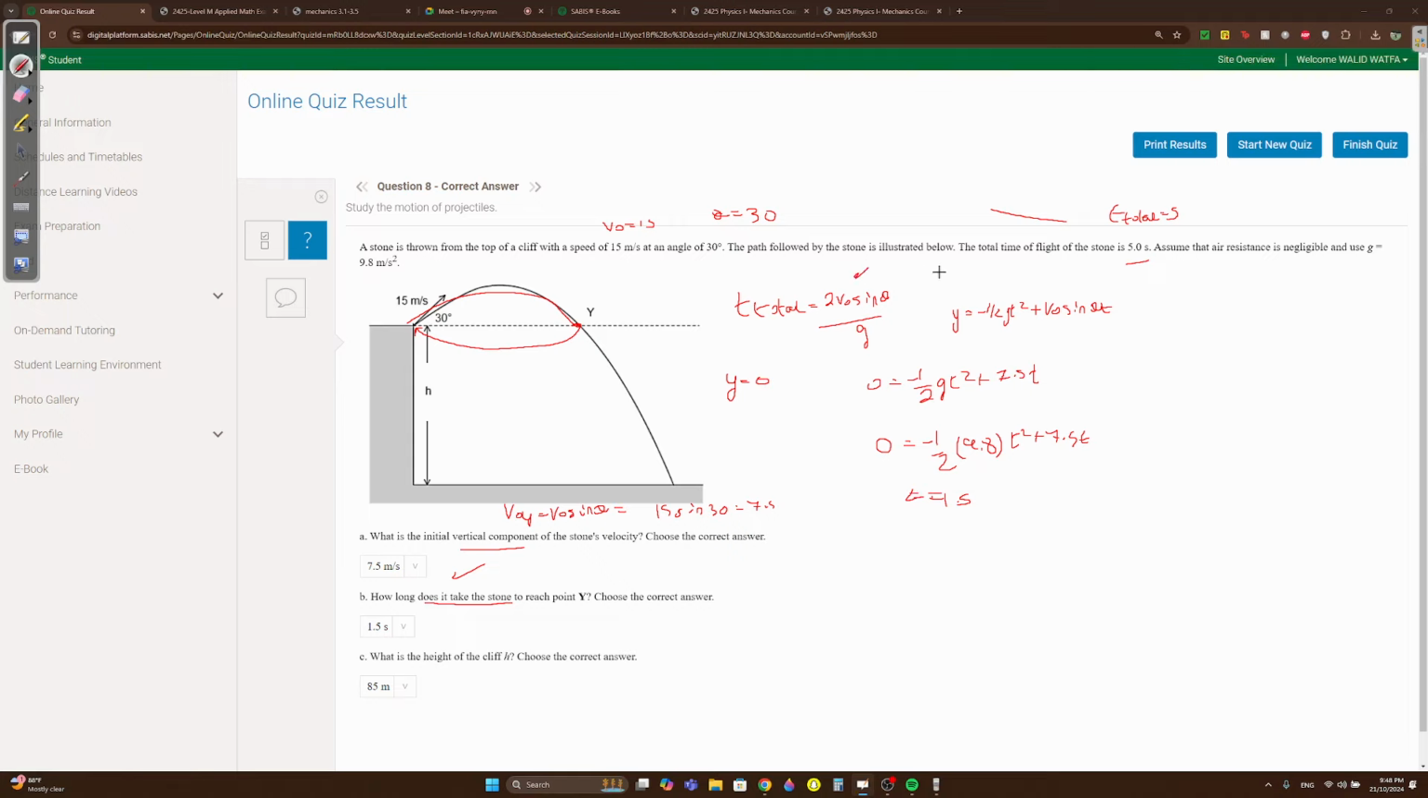This one here is way easier in my opinion. It's the same thing, by the way, as 2 times v naught sine theta over g, so 7.5 times 2 over 9.8. You're gonna get around 1.5. What is the height of the cliff edge?